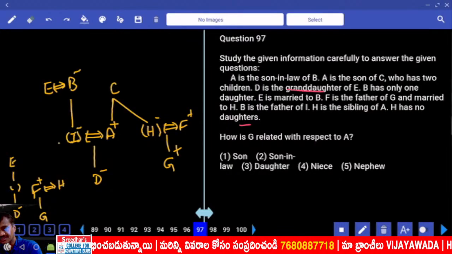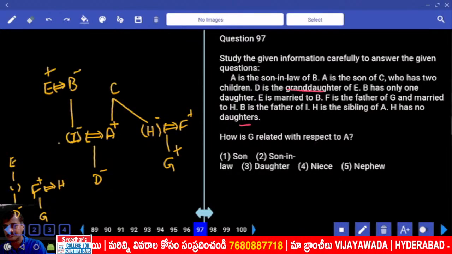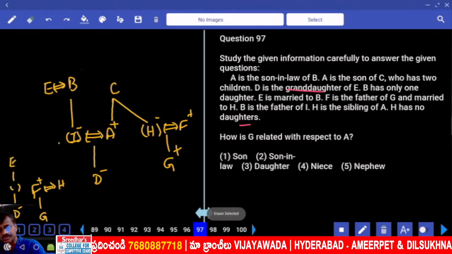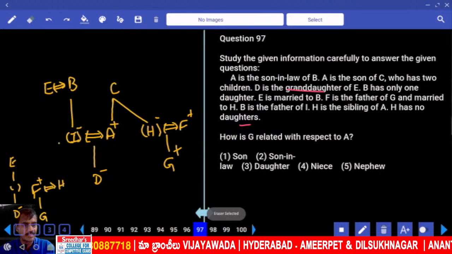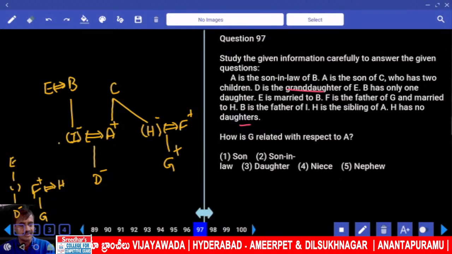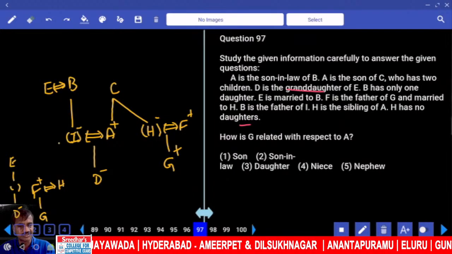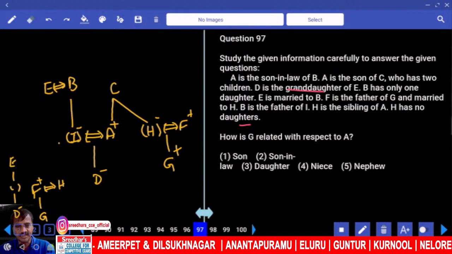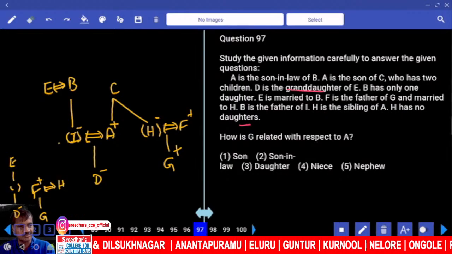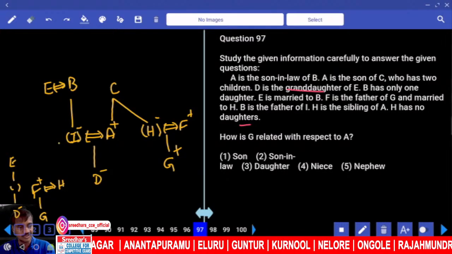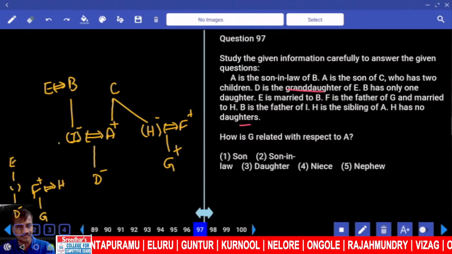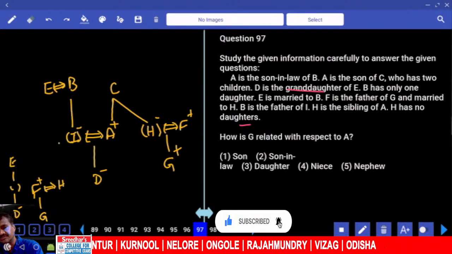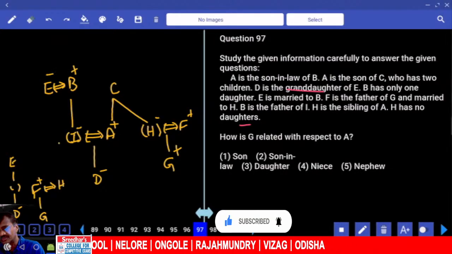The gender of C cannot be identified. Now in this case, E and B, any information here? A is the son-in-law of B. A is the son of C. C has 2 children. D is the granddaughter of E. B has only one daughter. And E is married to B. F is the father of G, married to H. B is the father of I. B is a male. As B is the father, E is a female.